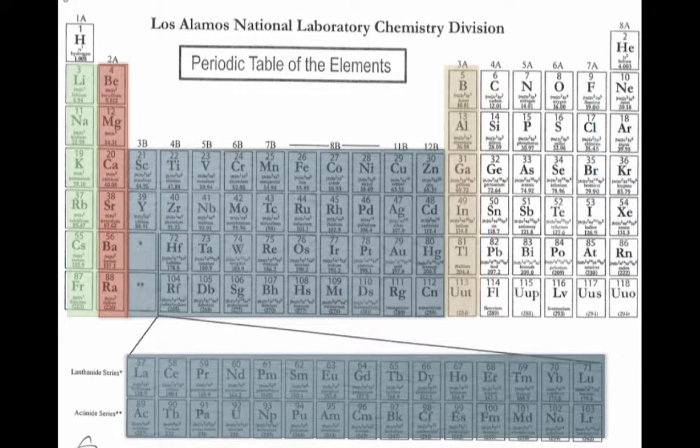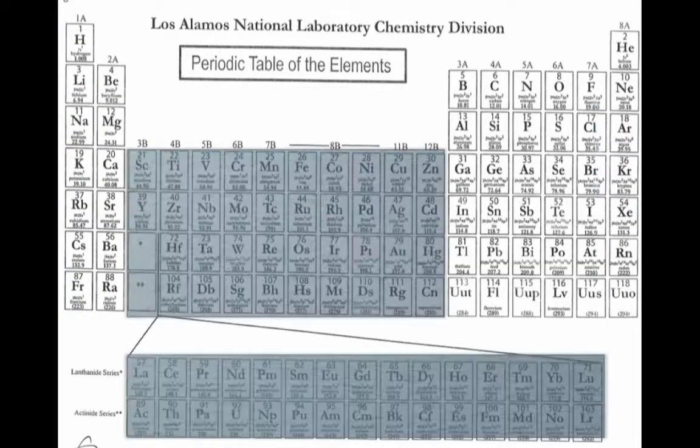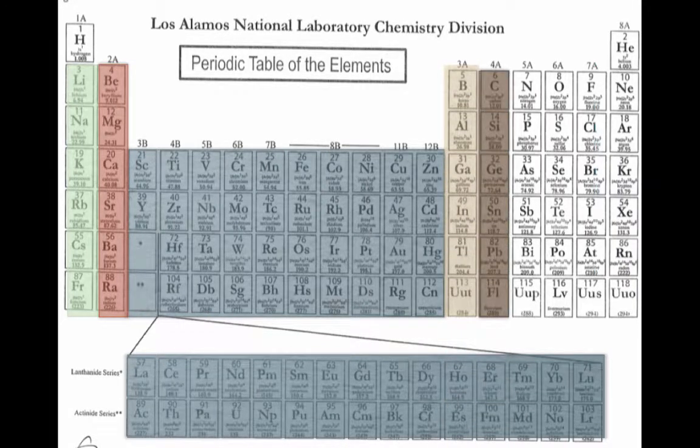Next group. This is group 3A, boron through UUT, whatever UUT is. There is no fancy name for this group. We just call them group 3A. All elements in this group have 3 valence electrons in the outermost shell of the element, which is important. Again, so transition metals, alkali metals, alkaline earth metals, group 3A, group 4A.